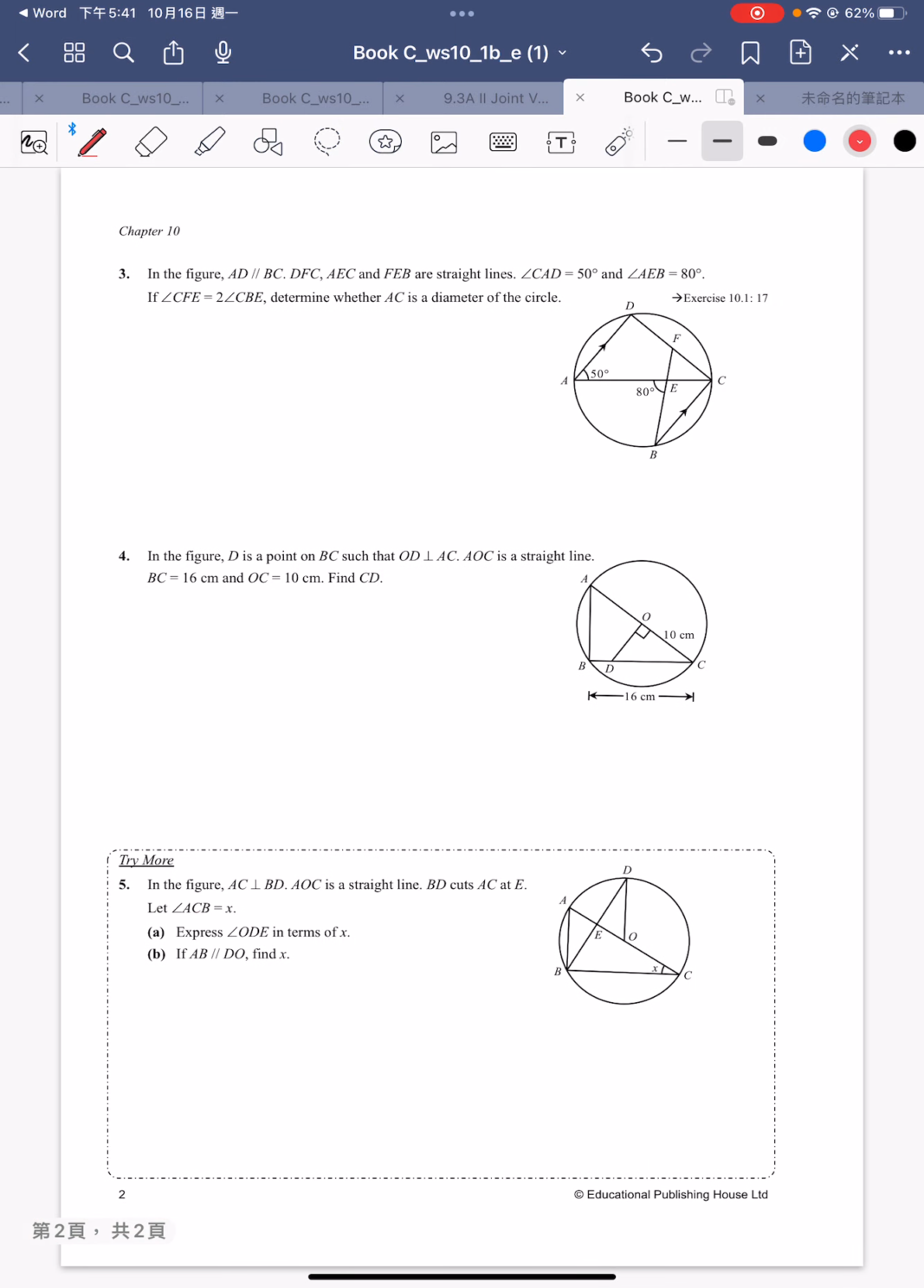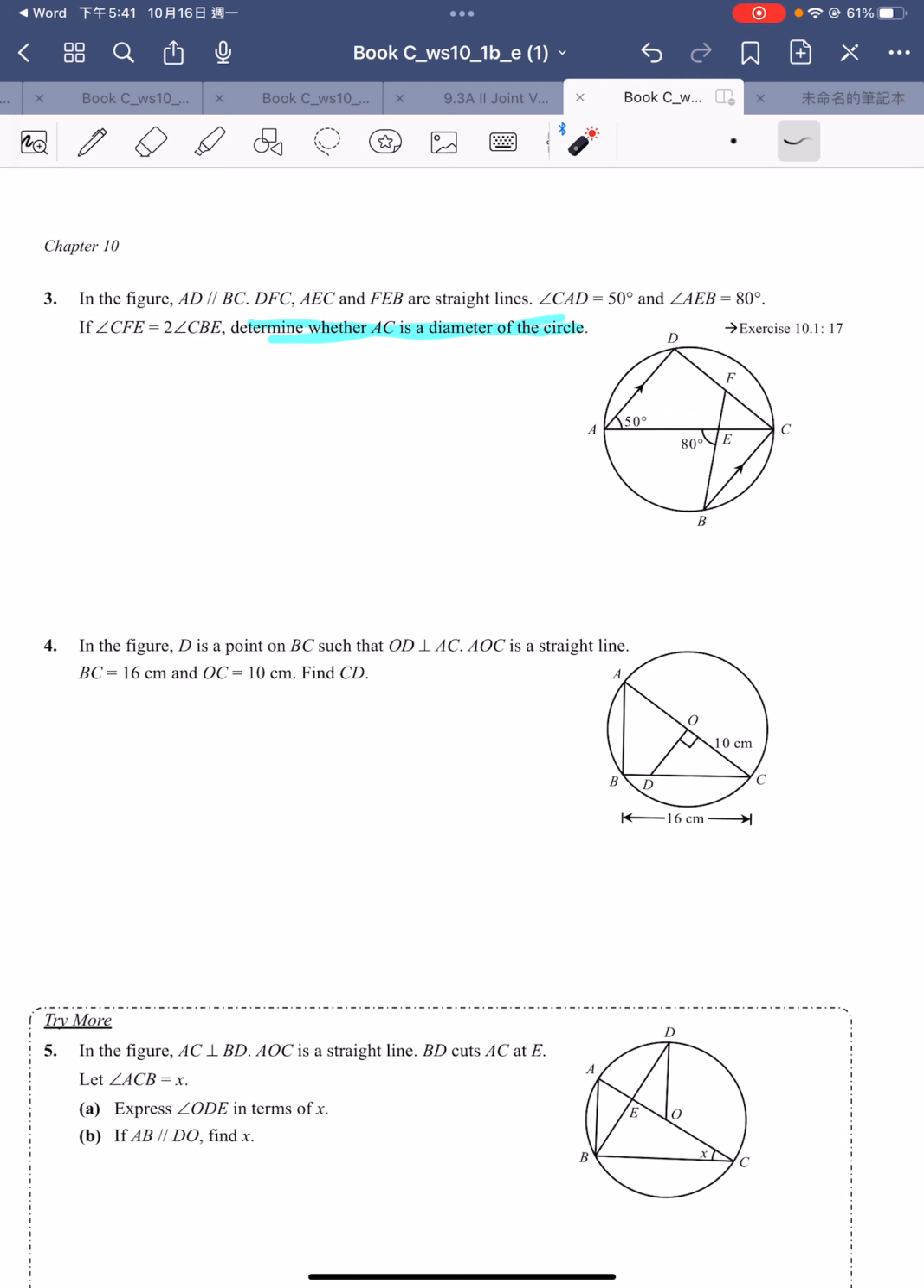So now we can do our question 3. So question 3, bear in mind the question is asking you to determine whether AC is the diameter of the circle. So now AC is not the diameter. We can't say that's the angle in the semicircle, it is 90 degrees. So actually we need to use the converse of the angle in the semicircle, which means that we have to show there's a right angle on the semicircle. Then we can say that AC is the diameter. So let's see how to do it.